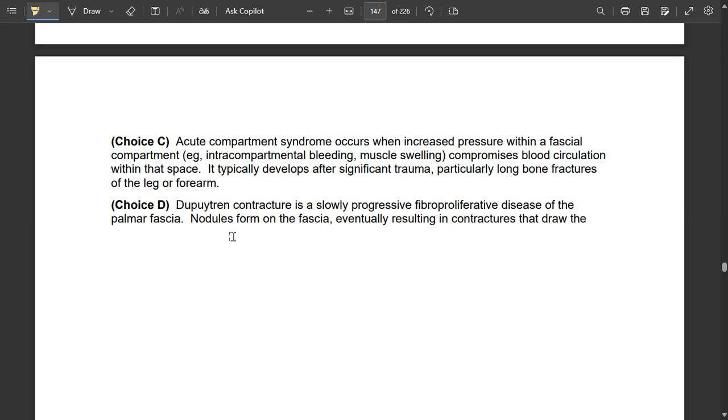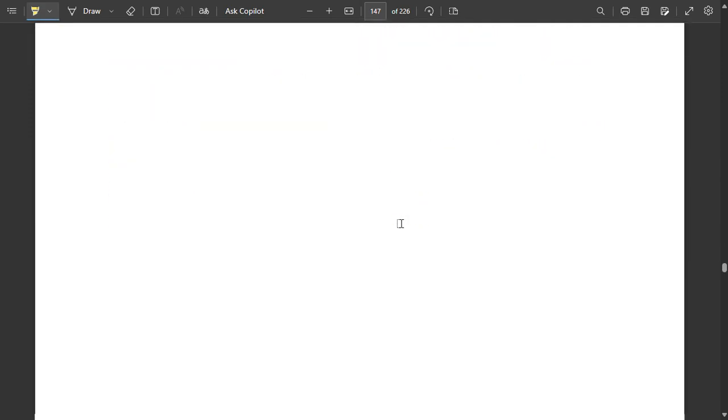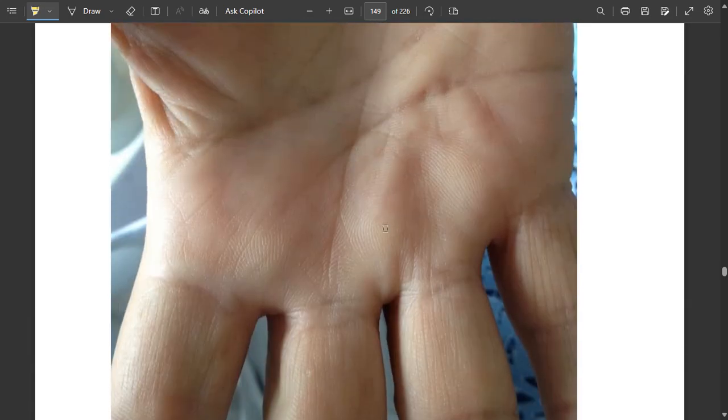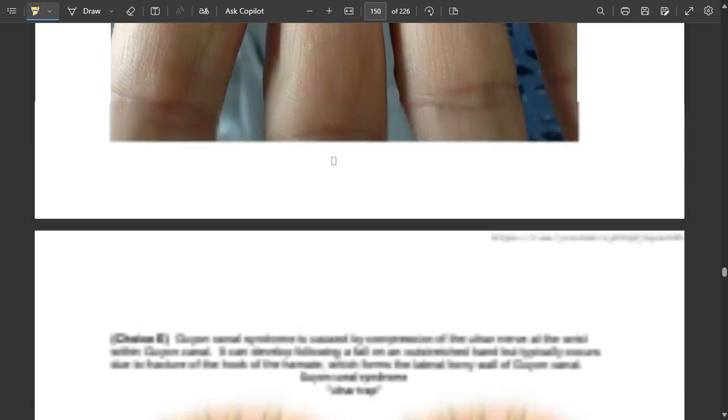Dupuytren contracture is a slowly progressive fibroproliferative disorder of the palmar fascia. In the palmar region, the palmar fascia is present here. Because of fibrosis of the palmar fascia, nodules form on the fascia, eventually resulting in contractures that draw the fingers into flexion. So this is a typical sign of Dupuytren contracture.